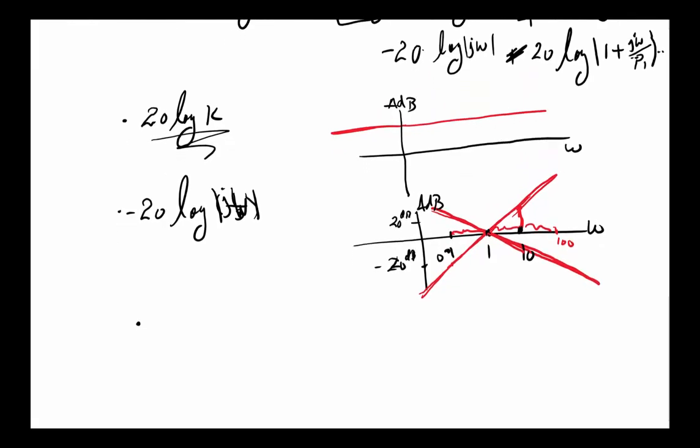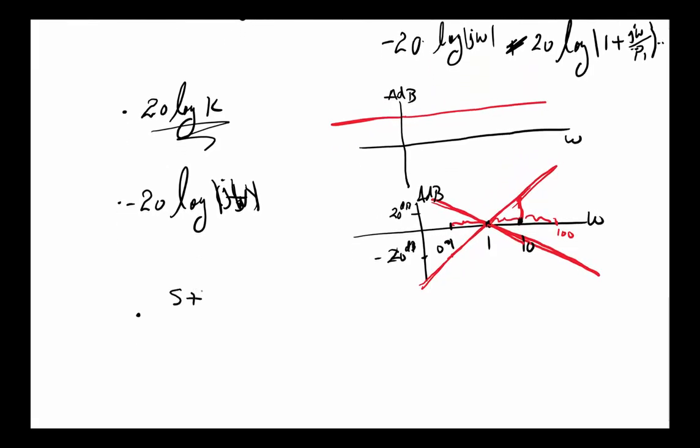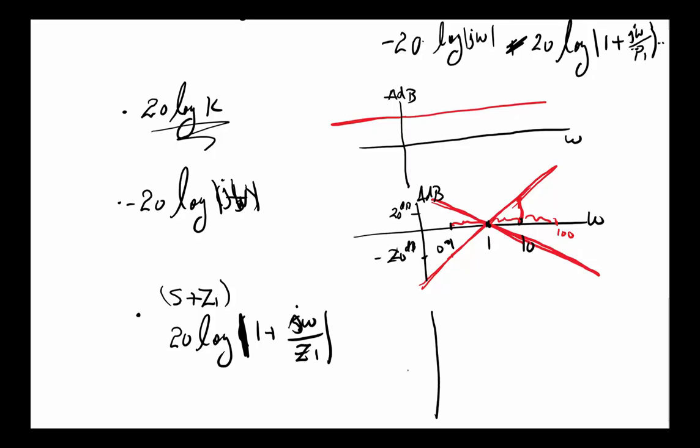In the case where we have a term in the numerator, something like s plus z1, that will translate to 20 log of 1 plus j omega divided by z1. That basically means until we get to z1, this is relatively zero. When it goes a decade forward, it moves by 20 dB. So let's plot this real quick. Let's say this location is z1 on the omega axis, and this is the dB axis, which is 20 log of that stuff, and our graph will look like this.